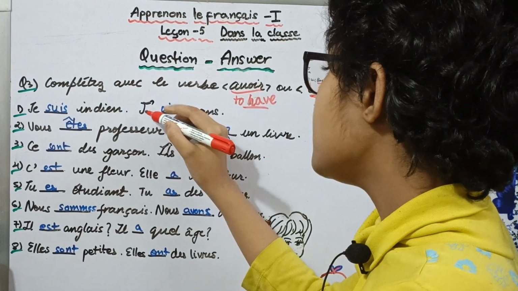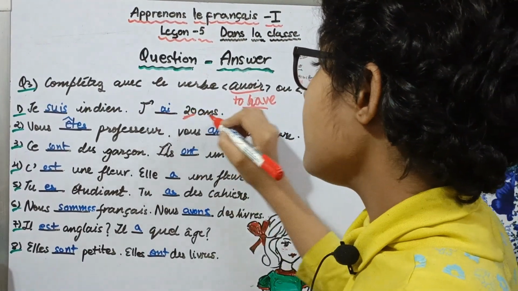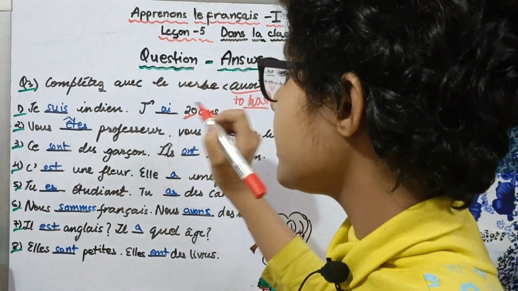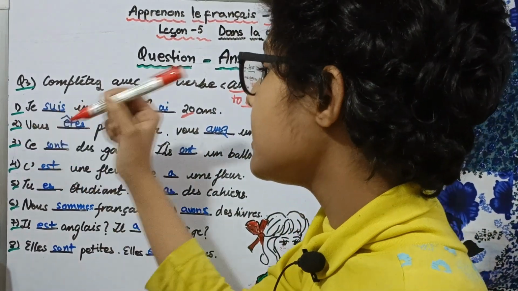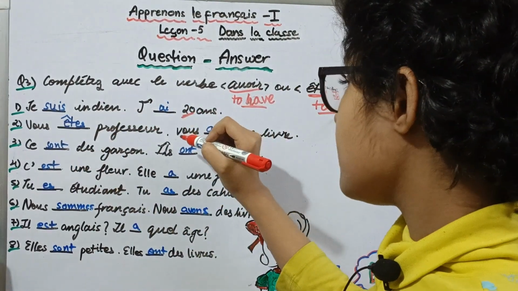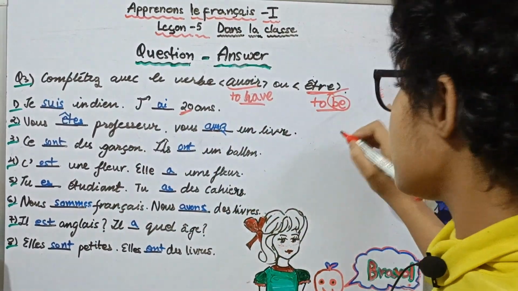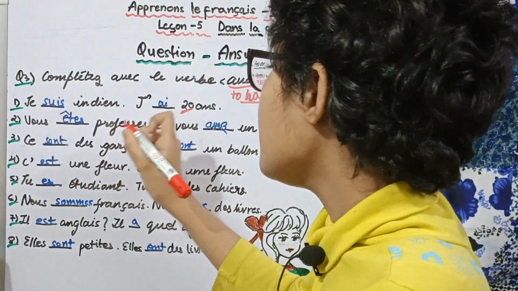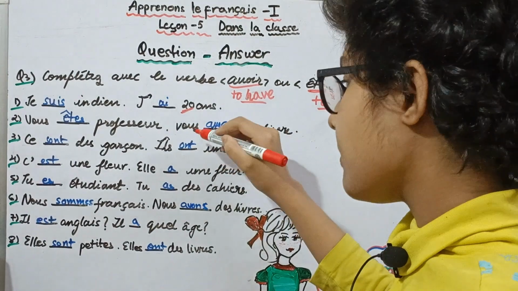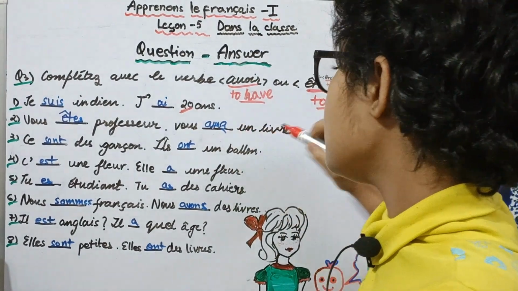Then we have J'ai 20 ans, which means I am 20 years old. Now the next sentence is what? Vous êtes professeur. You are professor. And why is the person saying that the one standing in front of him is the professor? The reason is given here, that is you have a book. So vous avez un livre.